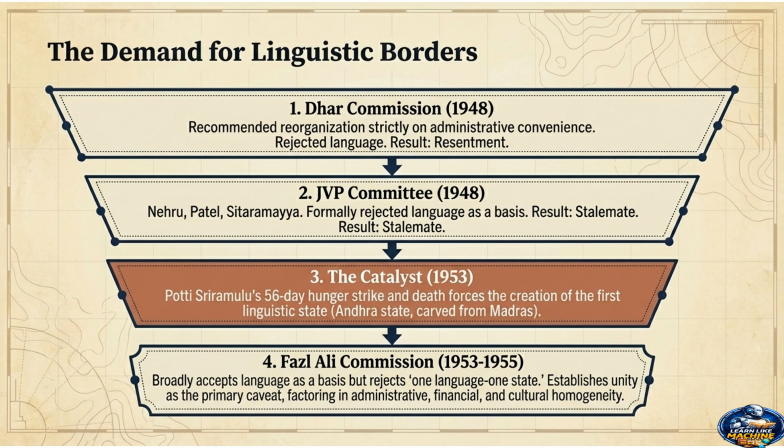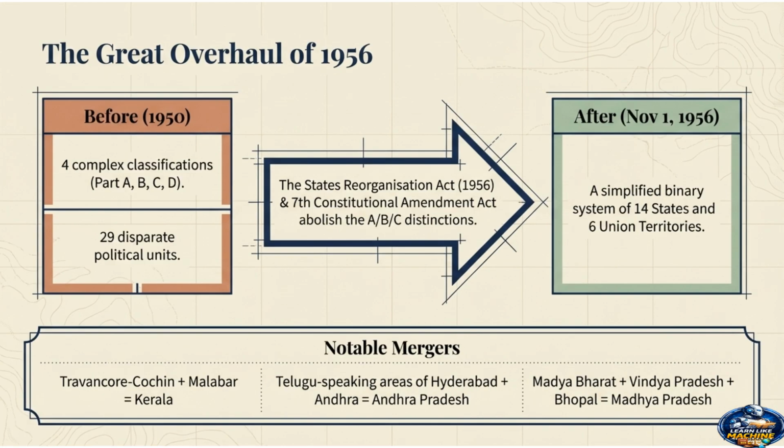Important milestones. Dhar Commission, 1948. JVP Committee. Potti Sriramulu Movement. Andhra State created in 1953. This became a turning point, very important for exams. Potti Sriramulu's fast led to creation of Andhra State. The biggest reform came in 1956. States Reorganisation Act, 1956. Also connected with the 7th Constitutional Amendment. States were reorganized mainly on linguistic basis. Result, 14 states, 6 union territories. This created the base of modern India's map.